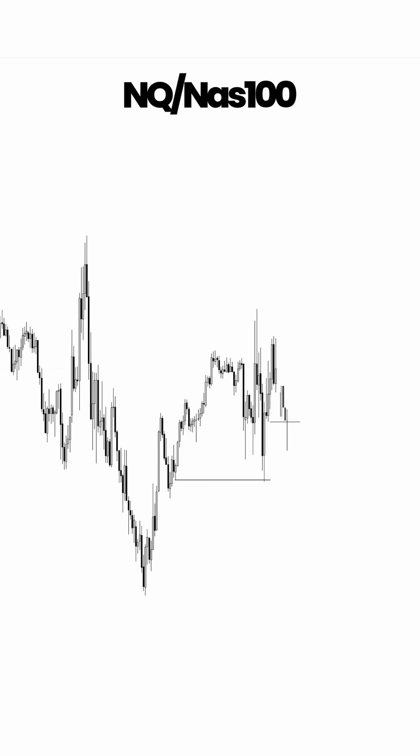the internal liquidity. Now, there is an important thing to keep in mind here, which is the fact that we did not sweep the overall low, meaning that there is still a possibility we can go there. Now, understanding that, you would risk accordingly, as the probability of this setup is a little bit lower.